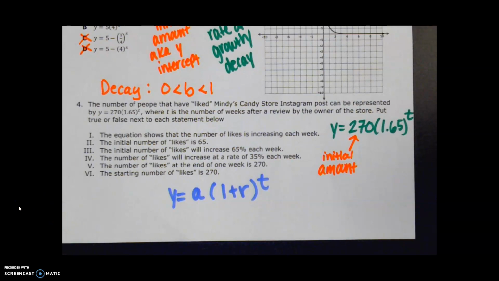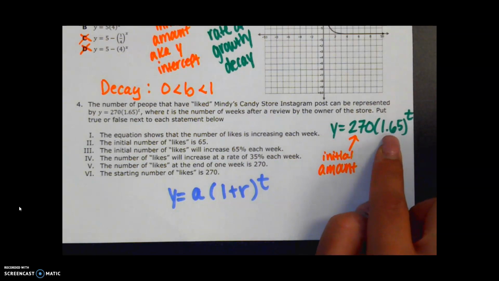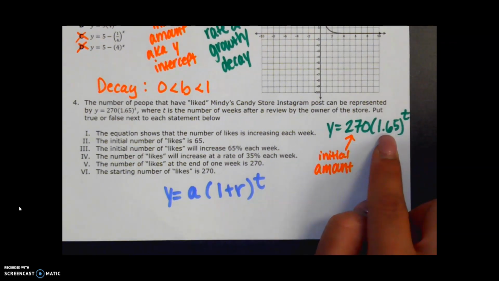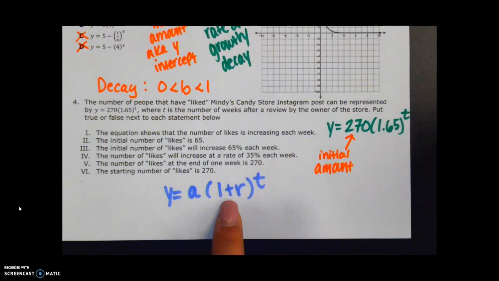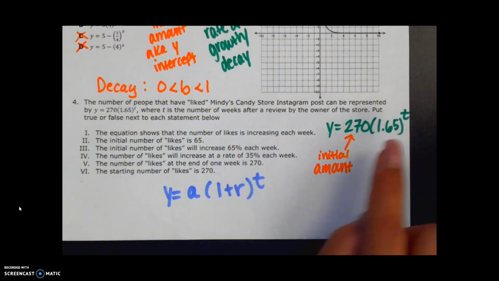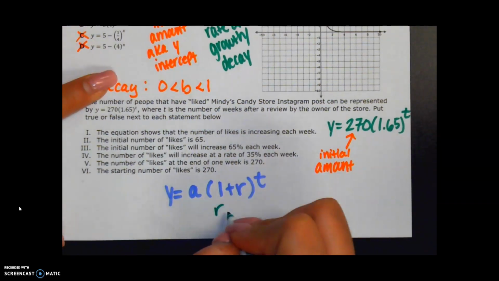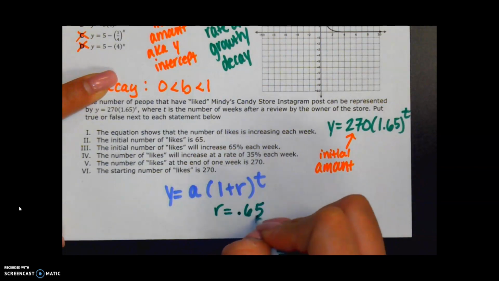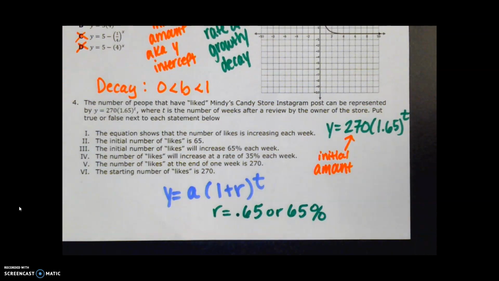So back to this. 270 was the initial amount. This is my rate of growth, right? It's growing by 1.65. Now remember that formula that we learned yesterday, 1 plus r, that was whenever it was percentages. So I know that 0.65 has got to be converted into a percentage, all right? So 1 plus r, I know r must be 0.65 or 65%. So she's having a growth rate of 65%.